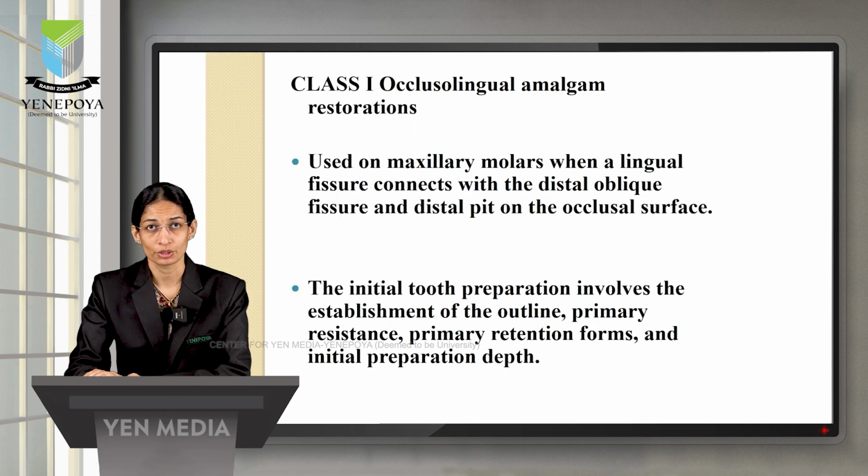First one is class 1 occlusolingual amalgam restoration. It is used in maxillary molars when a lingual fissure connects the distal oblique fissure and the distal pit on the occlusal surface. The initial tooth preparation involves the establishment of the outline form, primary resistance form, primary retention form, and the initial preparation depth.